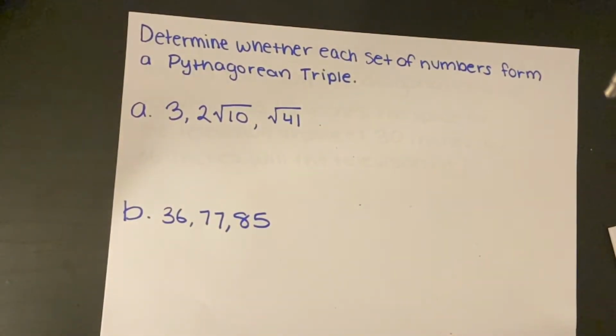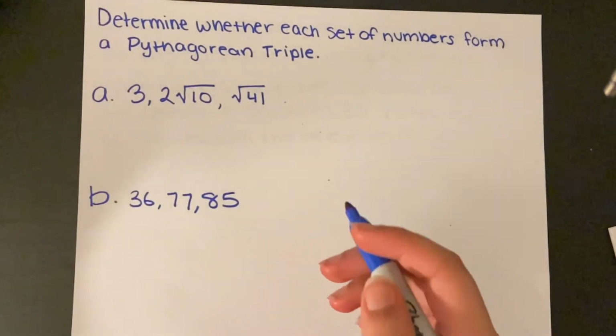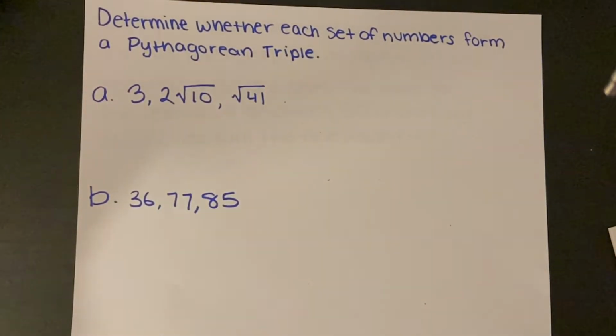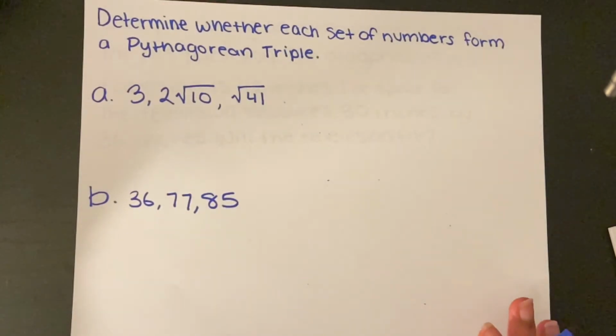Now, it says determine whether each set of numbers form a Pythagorean triple. Now, I don't know if you remembered, but in the beginning of the video, I said that the Pythagorean triple was a group of 3 counting numbers that satisfied the equation a squared plus b squared equals c squared, and c always had to be the greatest number. Otherwise, it wouldn't be known as a Pythagorean triple. All right. I know you see square roots here, but don't freak out. It's really simple, actually. When you square a square root, what do you get?